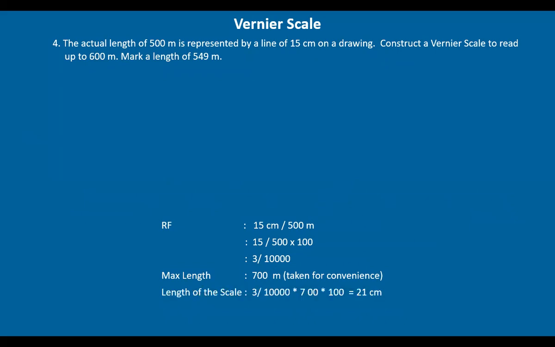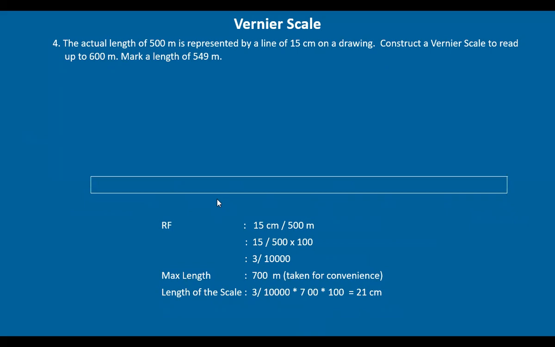Now, convert this into this one, length of the scale, you get 21 centimeters. Draw a line of 21 centimeters. Divide this into how many? 7 equal parts. We divide into 7 equal parts here, and each one is indicating 100 meters. Okay, 100 meters here. Now divide this into 10 equal parts. You get 10 meters each. This is 10 meters like this.